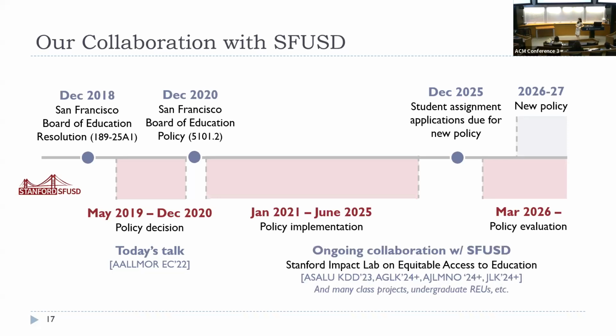And so since this initial policy decision, we have an ongoing collaboration with them that we've been housing in our Stanford Impact Lab on equitable access to education. And we have a bunch more research papers that are coming out of that, as well as a lot of class projects, RAUs, research experiences for undergrads, so on, that we're using to help cover all parts of that spectrum, right? The parts that are a little bit more consulting, we can turn into a class project for some students. The parts that are research, we can turn them to these sort of longer timeline research papers.